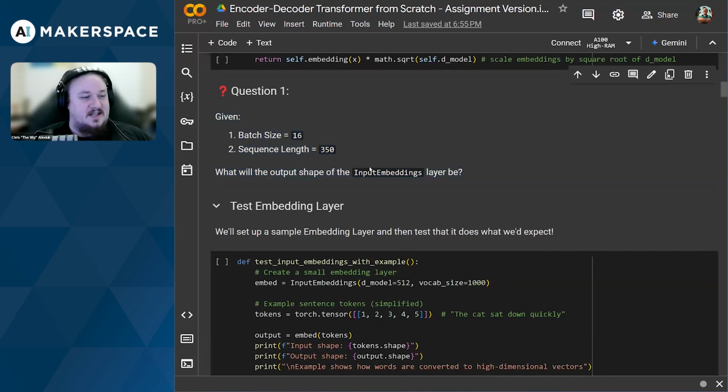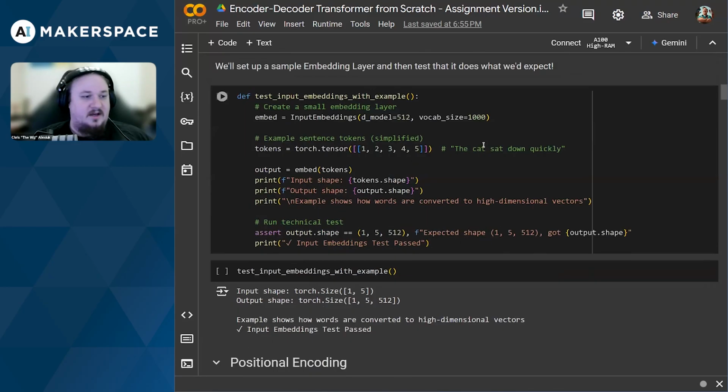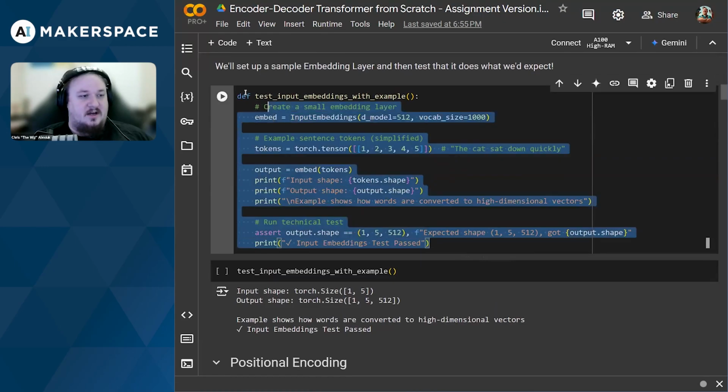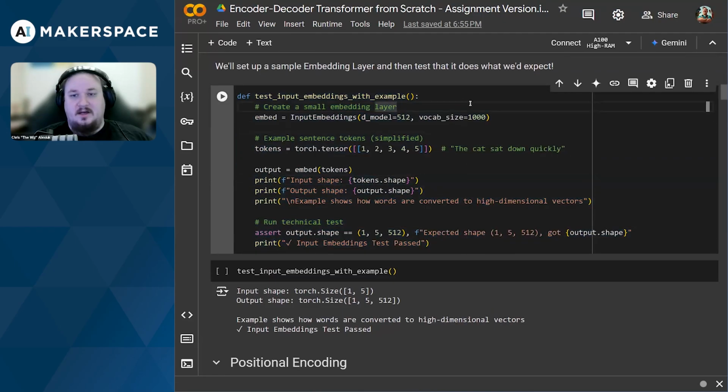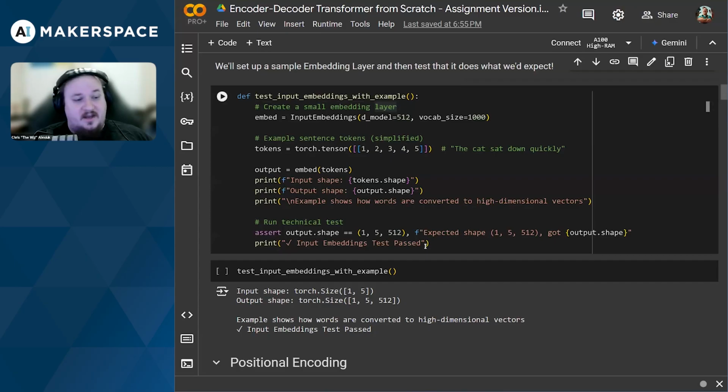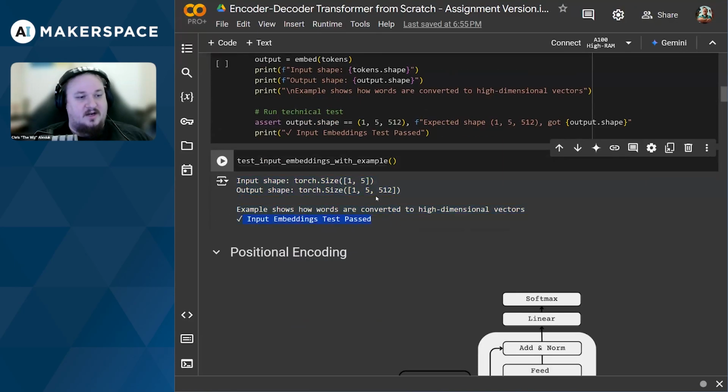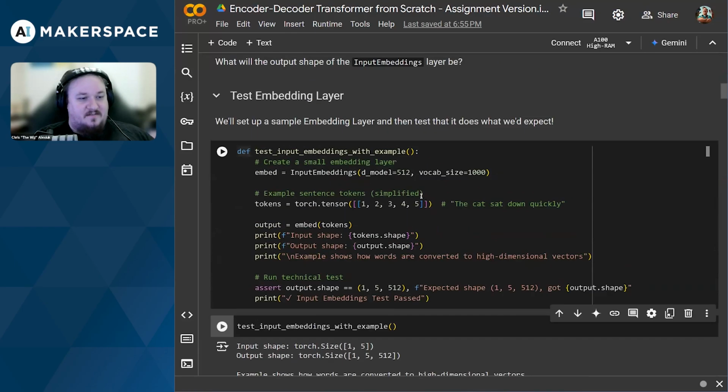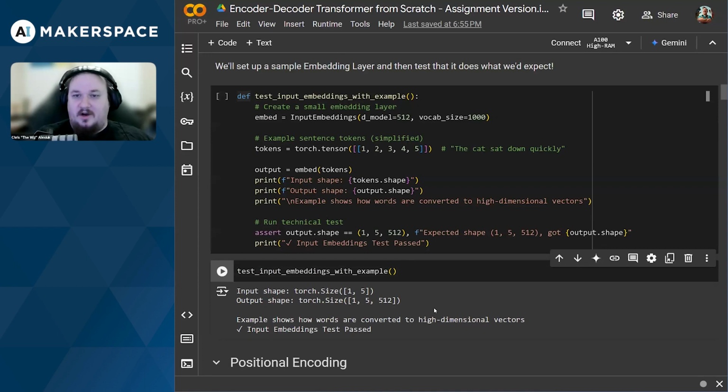Okay, there's a question here that you will have to answer, which is given a certain batch size and a sequence length, what the output shape of the input embeddings layer will be. And then we have just a way to test whether the layer is working, and you should get a check mark if you're doing this in the pre-written notebook, and you should aim to get a check mark if you're doing this in the self-coded notebook.